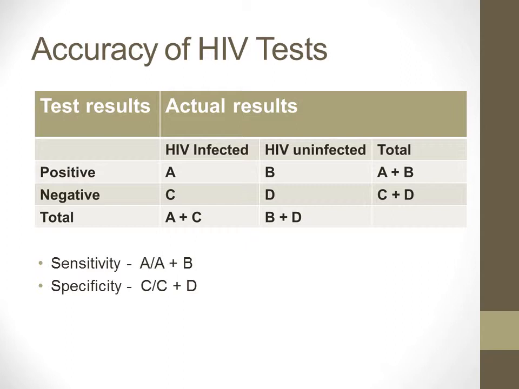Likewise, the specificity will be indicative of the probability that the test can accurately identify patients that are HIV negative, and so you will be quantifying that mathematically by C divided by C plus D.